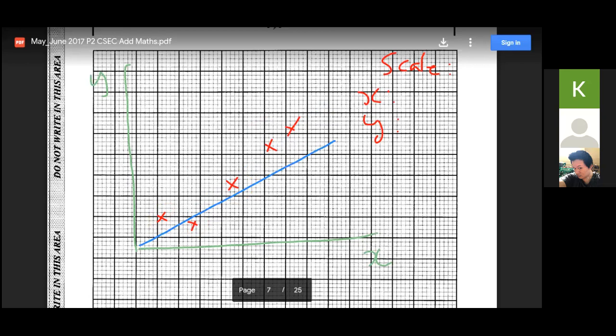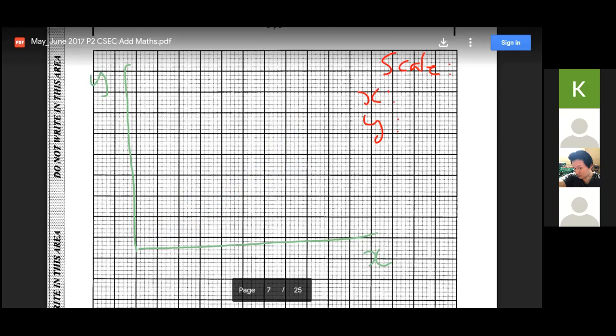Everybody good so far? Yes, miss. Yes, miss. Okay, well, that's how your graph is going to look. That's what it's going to look like. So not exactly like this, right? But close to it. And I suggest that you draw this graph by yourself, right?